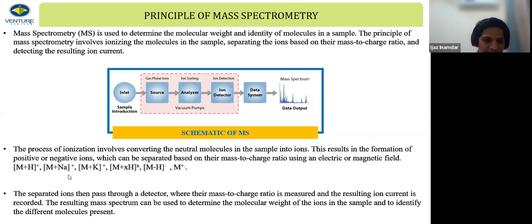Similarly, let's say I am able to charge the molecule using the sodium ion. Let's say the molecule is 100. Sodium is 22, 23, so you will get a peak at 123. Potassium is 38, 39, something like that. So if your molecular weight M is 100, you add the 39 or 38 to it and you get that added. So this is how you need to charge the molecule.